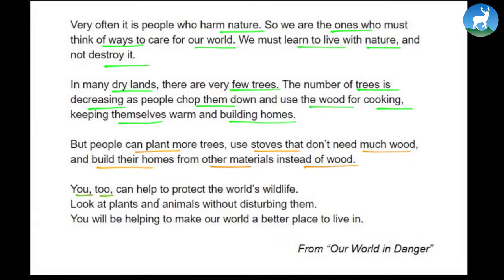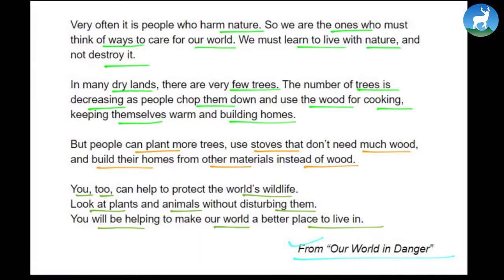You, too, can help to protect the world's wildlife. Look at plants and animals without disturbing them. You will be helping to make our world a better place to live in. So this excerpt was taken from Our World in Danger. So that is the end of the reading portion.